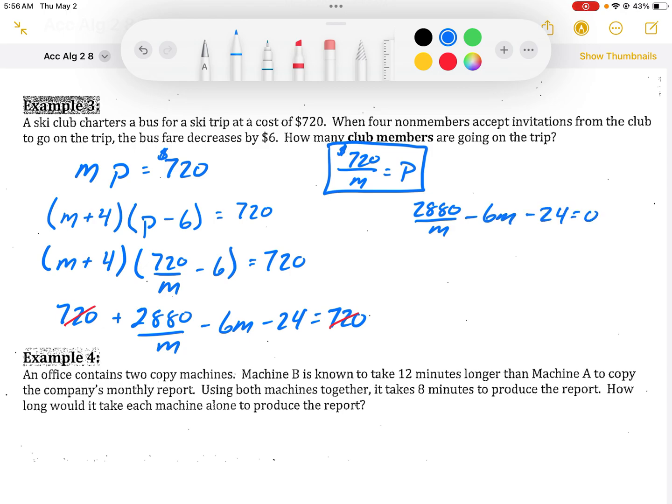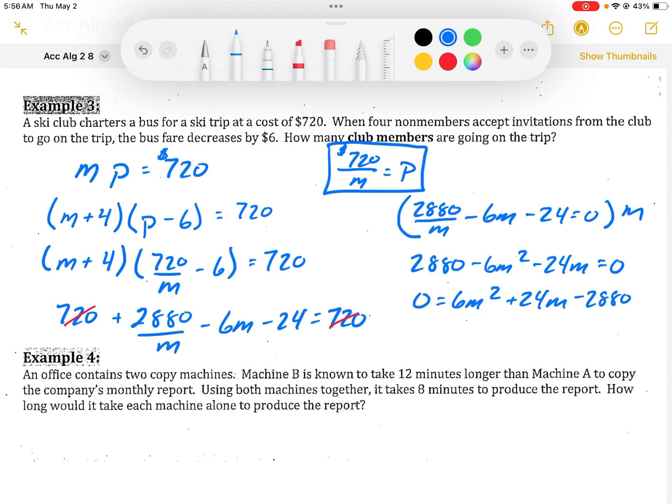But this isn't so easy to solve for. So if we multiply everything by M, that will cancel out the M in the denominator. So we'll get 2880 minus 6M squared minus 24M equals 0. But now because M squared is negative, we're going to move it to the other side. So we have 0 equals 6M squared plus 24M minus 2880.